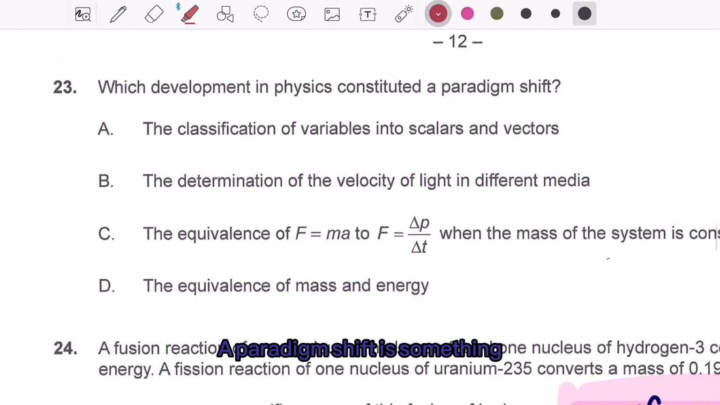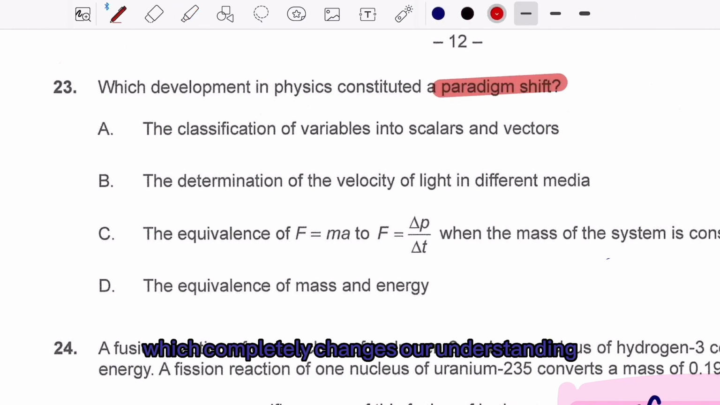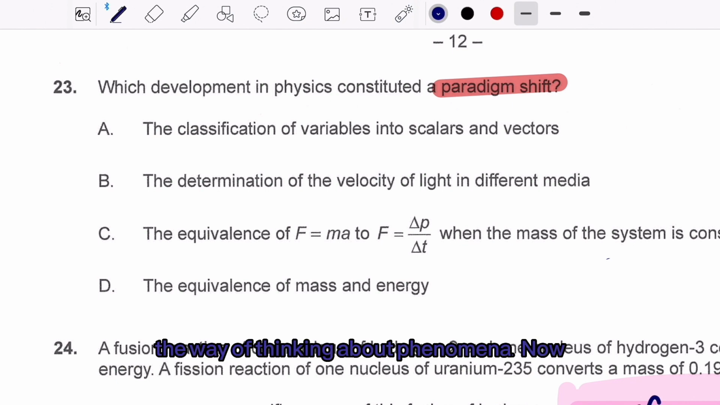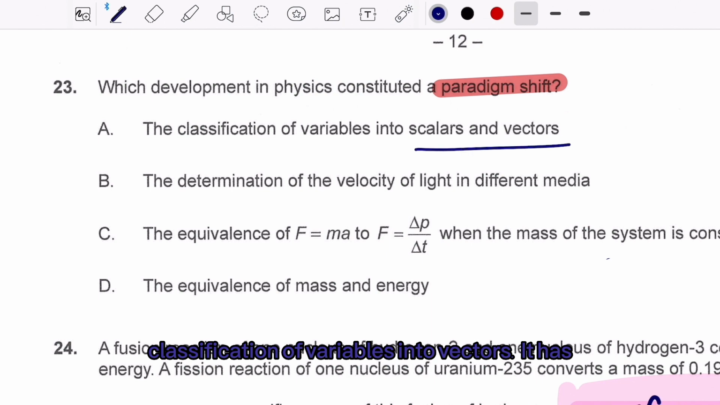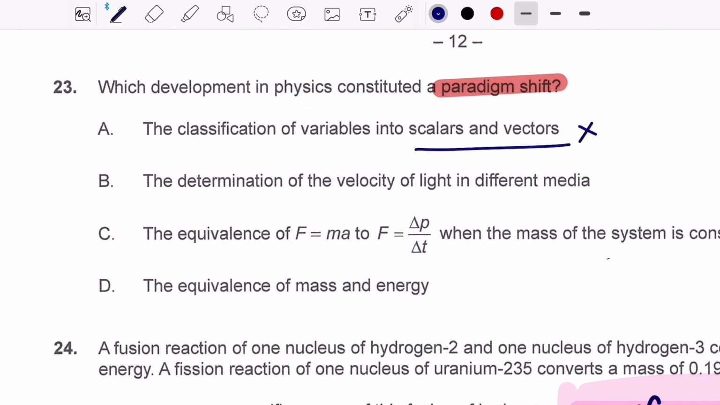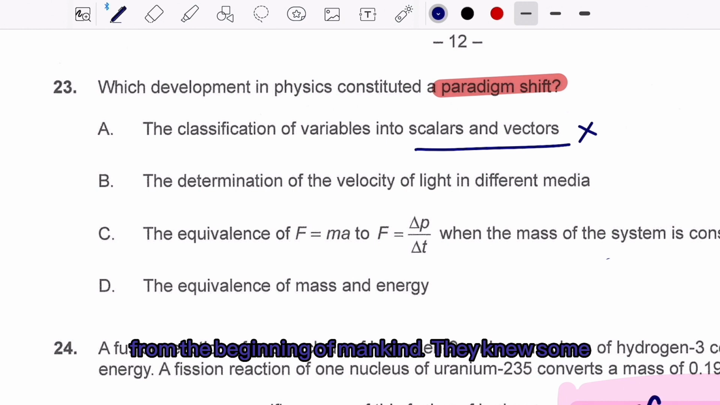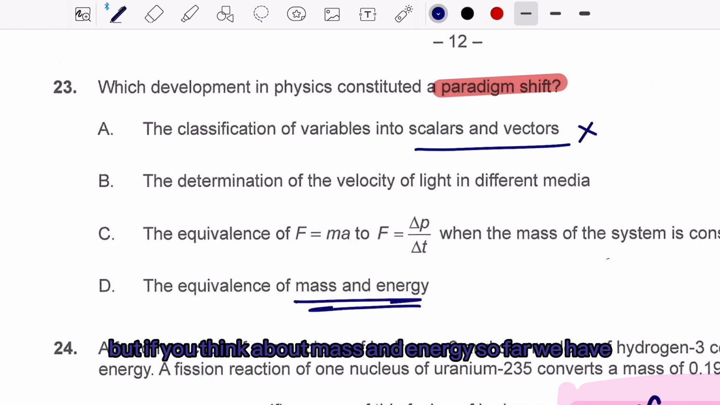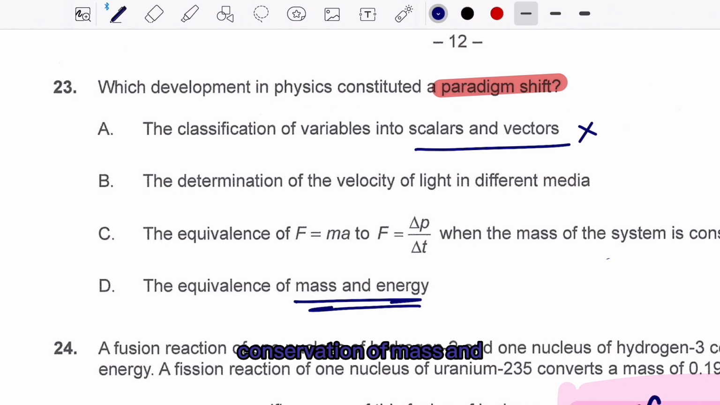A paradigm shift is something which completely changes our understanding or the way of thinking about a phenomenon. Now, classification of variables, scalars and vectors, it has always been the case. From the beginning of mankind, they knew some concepts need only the magnitude, some concepts need magnitude and direction. But if you think about mass and energy, so far we have been thinking of mass as a separate concept, conservation of mass, and energy as a separate concept.